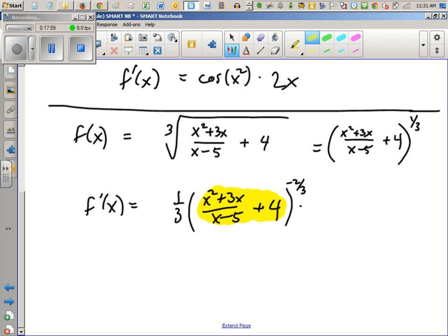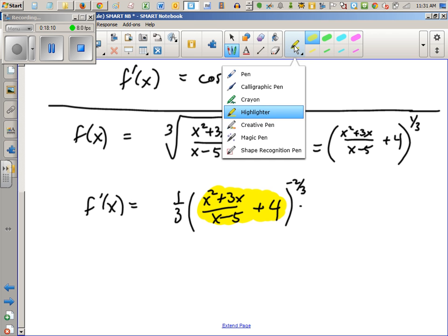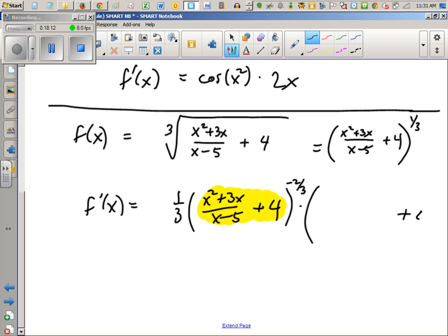So now we need the derivative of that. I think the 4 part's going to be easy. What's the derivative of that plus 4? Okay, why don't we put that in? We'll feel good about ourselves at least. We'll put a plus 0 there. That's the derivative of the 4. What about this x squared plus 3x over x minus 5 business? What do we do with that?